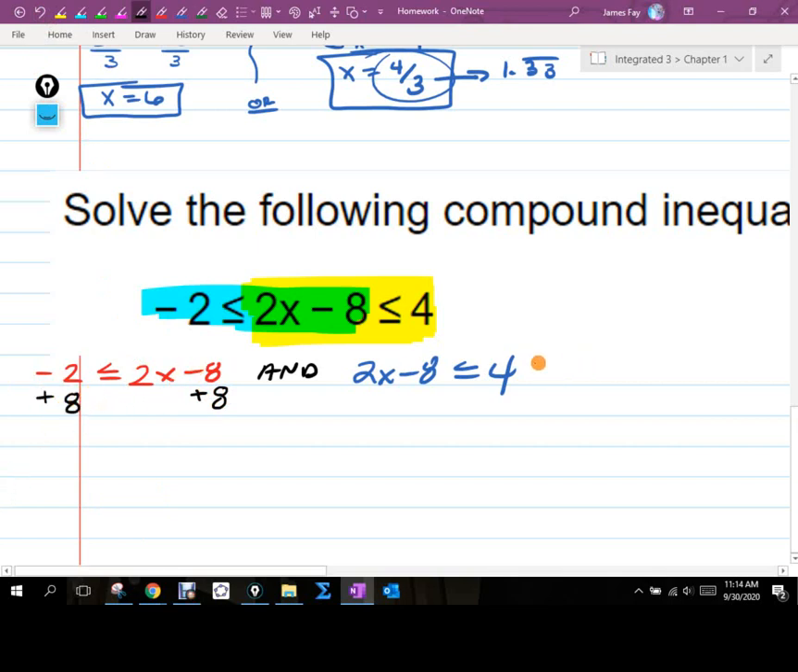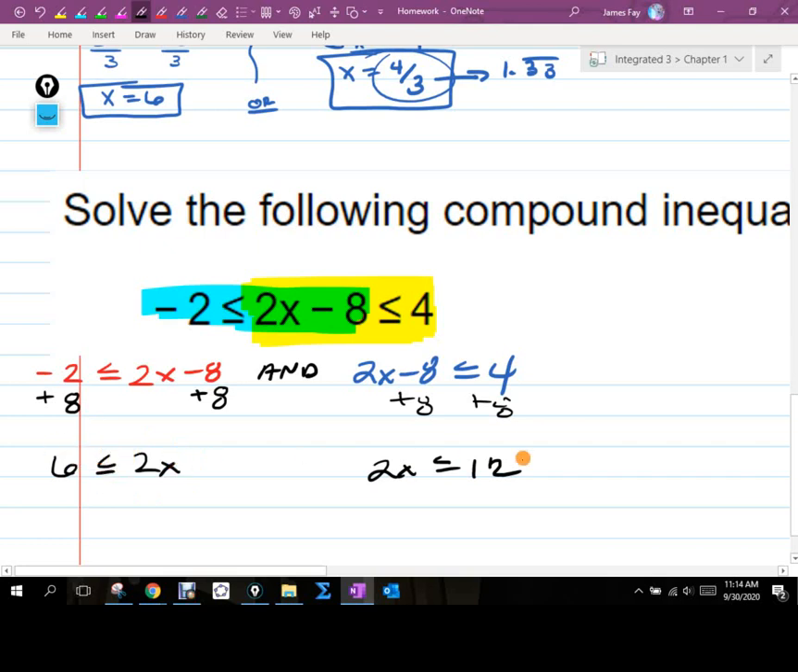What would you do first in the blue one? Still add 8, right? I think that would be the most logical thing to do. So on the left-hand side, and you don't need to write this down, that would give you 6 is less than or equal to 2x. Over here, it gives you 2x is less than or equal to 12, right? What would you do on this left-hand side now, with this one that says 6 is less than or equal to 2x?